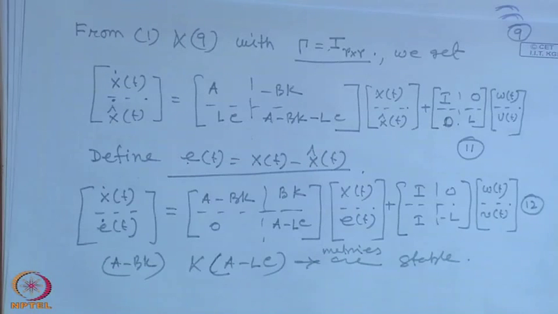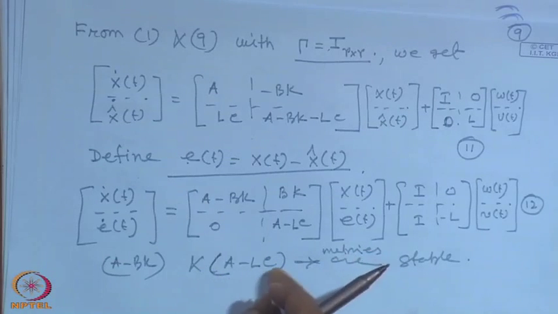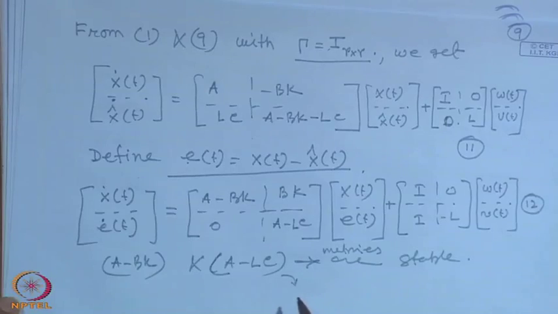Agree? However, how will you design the controller gain or observer gain L? It is better that the eigenvalues of the observer or estimator, A minus LC, should be at least 5 to 10 times those of the controller. In that way we can get better performance or better closed loop behavior of the system. That means the eigenvalues of the estimator should be 5 to 10 times further from the origin than the controller eigenvalues, and that will give you good closed loop system behavior.